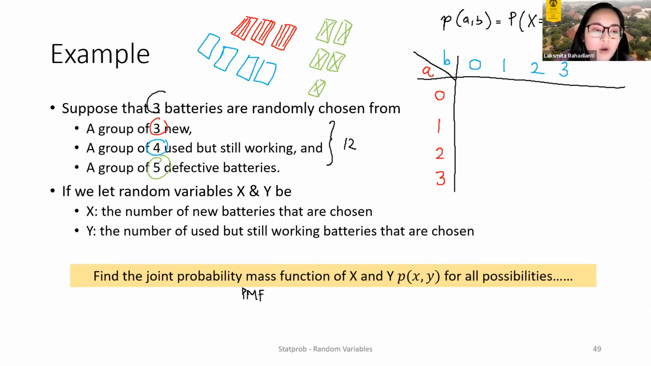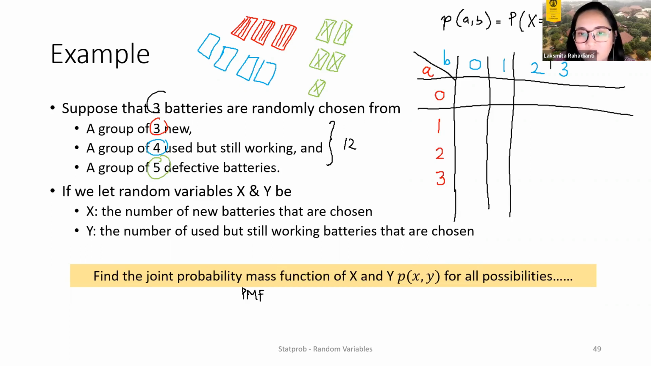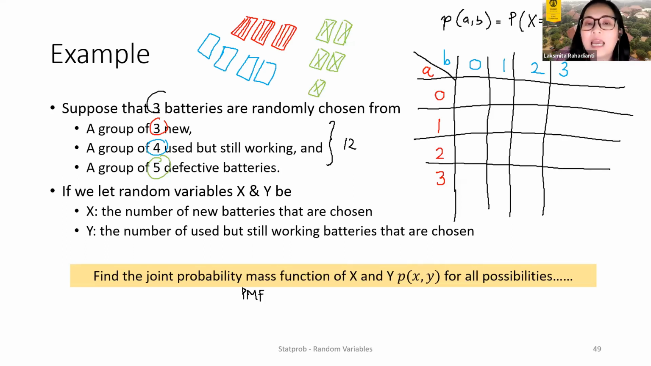So now we're going to compute the probabilities of each possible combination. Sorry, give me some time. It's not that easy. So in the case that I have no new batteries, and I also have no used but still working batteries, that means that I'm only taking this one here, right? I'm only taking 5 defective batteries.